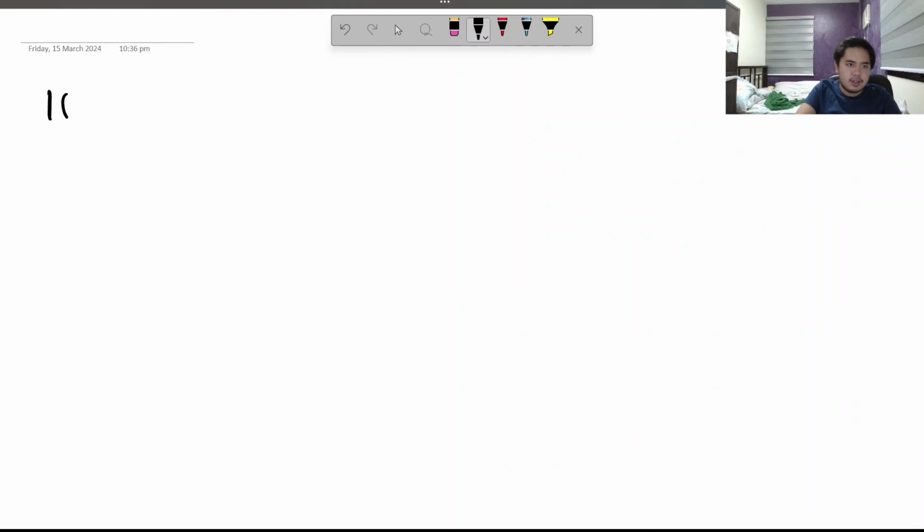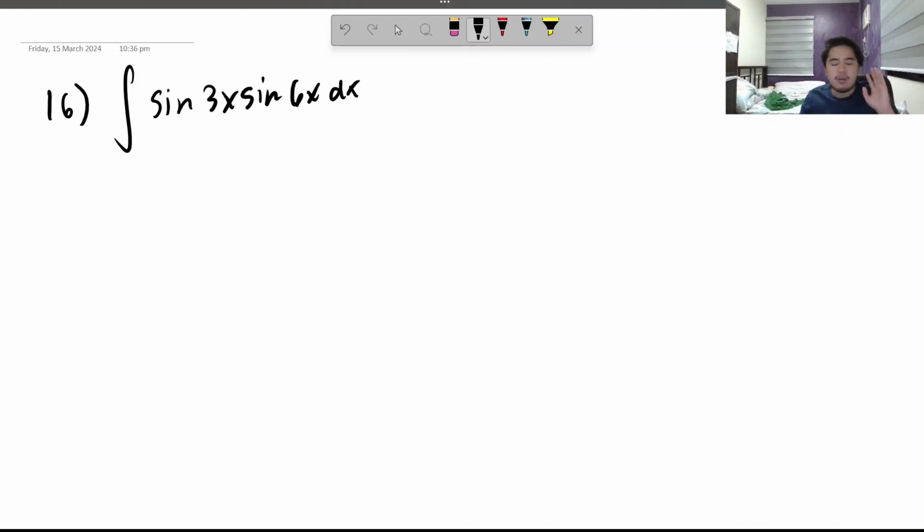Number 16. This is actually very familiar because we solved this earlier. The integral of sine 3x sine 6x dx. We remembered earlier that we used the addition identities of trigonometry, the cosine of A plus B and cosine of A minus B. This time, we're going to use integration by parts.